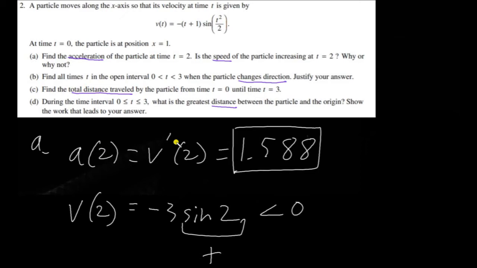So our answer is going to be something like, since v of 2 and v prime of 2 have opposite signs at t equals 2, the speed is decreasing. Okay? Now let's look at the next. Points. You get 1 point for the right answer for a of 2, and 1 point for the explanation that the velocity or the speed is decreasing since v of 2 and v prime of 2 have opposite signs.